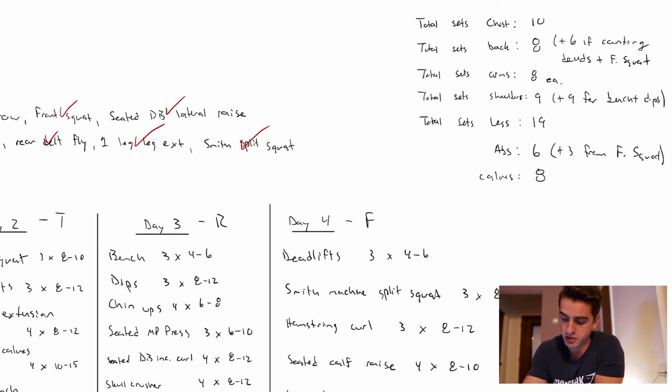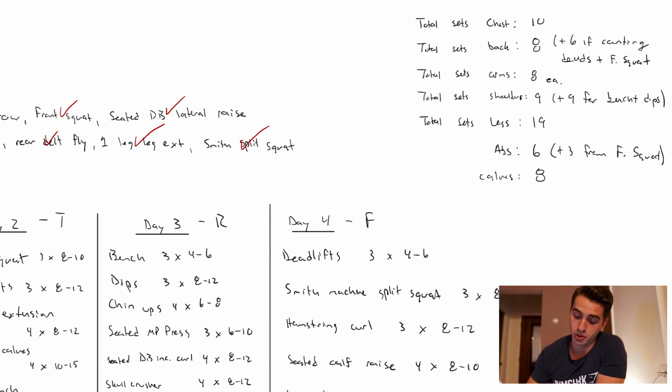Total sets of arms, so it's technically 16, or we have 8 for each bicep and tricep, so I think that's a good amount. You're going to have some overlap with things like chin-ups. You're going to be hitting the biceps and whatnot. So I think having 8 of each per week would be good. That might even be a little bit too much, but we'll see how we're doing in recovery.